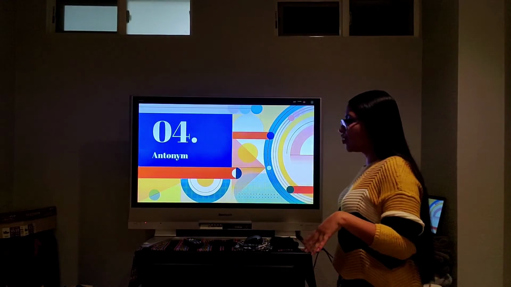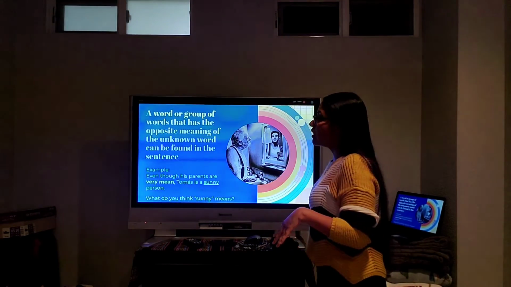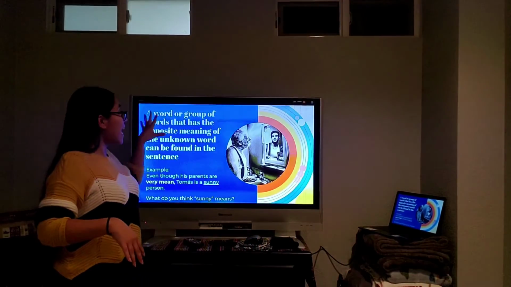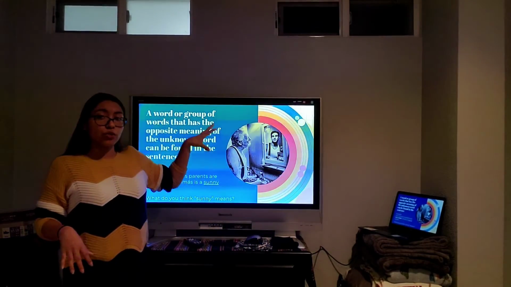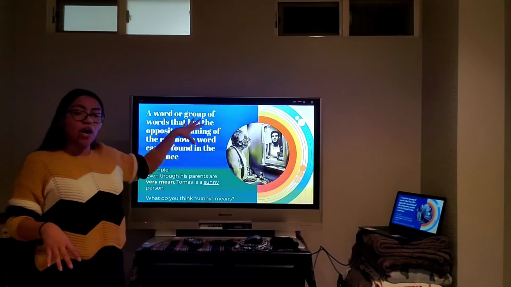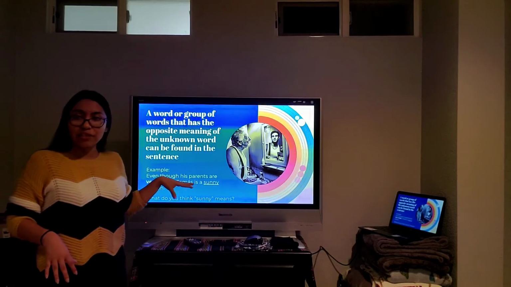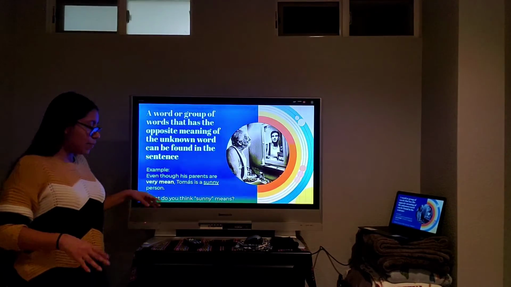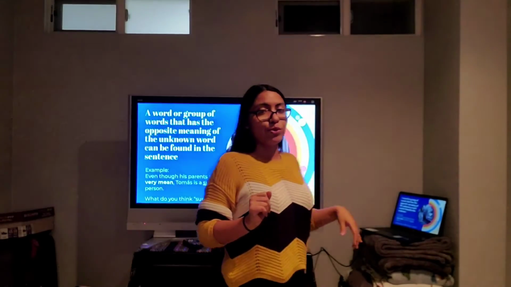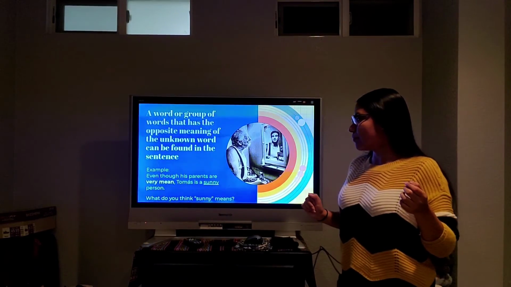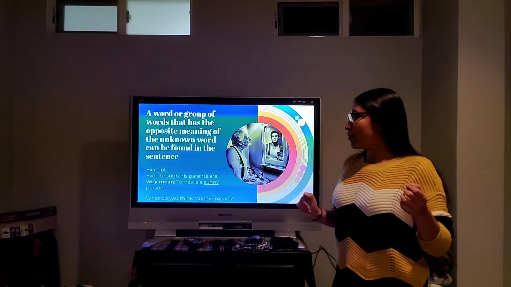I'll just jump straight into this. Antonyms are opposites, basically. An antonym context clue is a word or a group of words that has the opposite meaning of the unknown word that can be found in the sentence. Our example, could I have someone read the example, please? Even though his parents are very mean, Thomas is a sunny person.